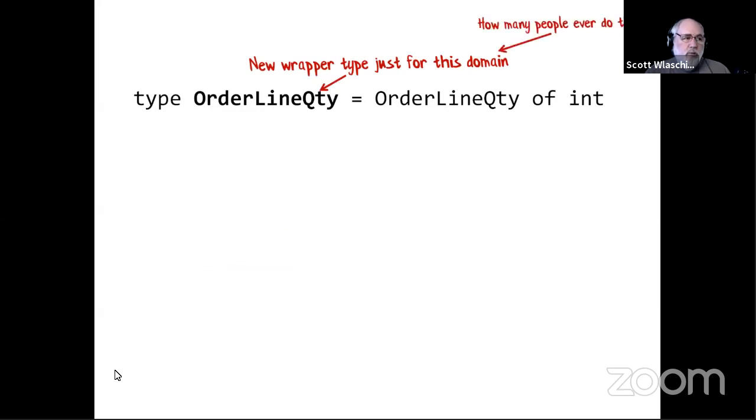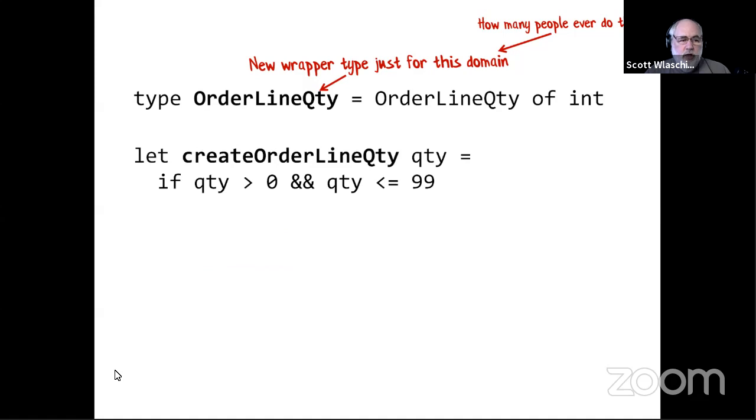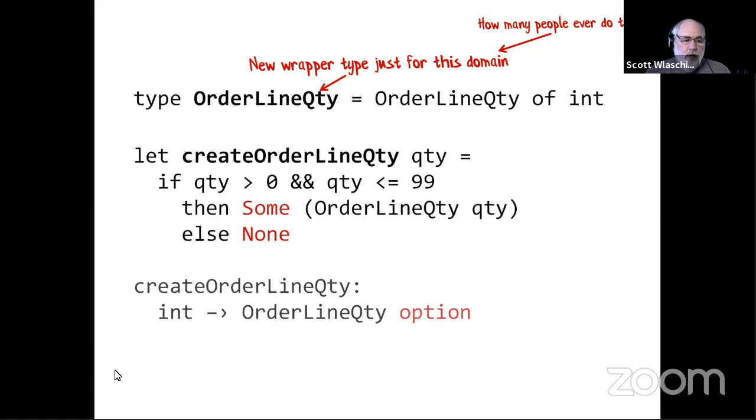And people don't normally do this because it's a lot of work. But in F# and Haskell and so on, it's literally one line of code. So it's very easy to do, and we tend to do this a lot more. And then if we look at the constructor for this thing, we'll say if it's greater than 0 and less than 99 or whatever, that's all good. We create something or nothing. And we look at the signature, it says, you give me an integer and I might give you back an order line quantity. So again, it might not always work.